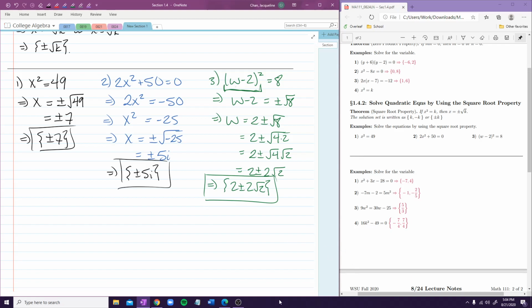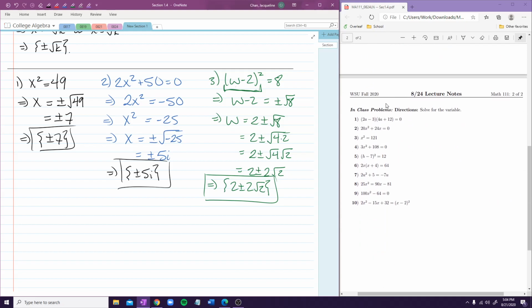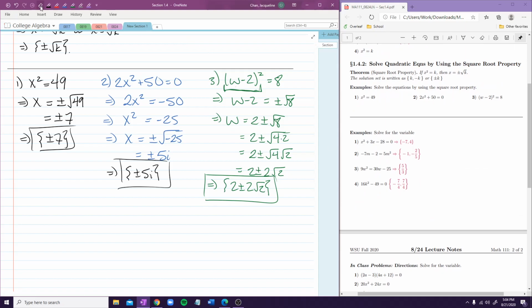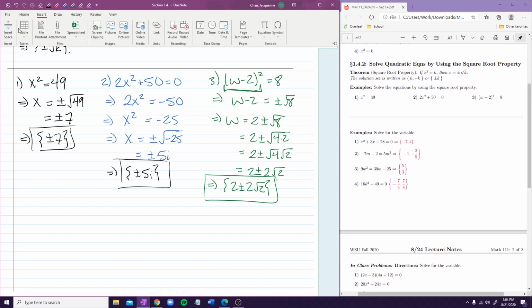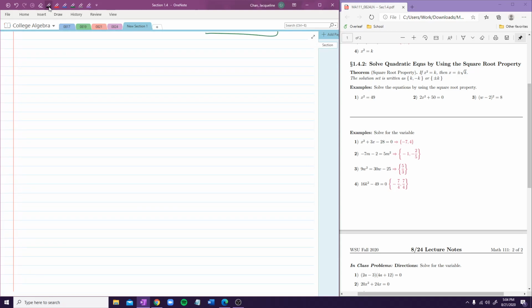For the remaining time, I'm going to do 4 more examples, and then we'll do the in-class problems on Monday. So let's go ahead and get started. We're going to practice our factoring because factoring is really important. It's something I still do today in my classes.